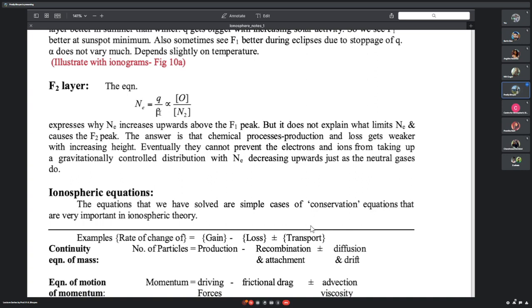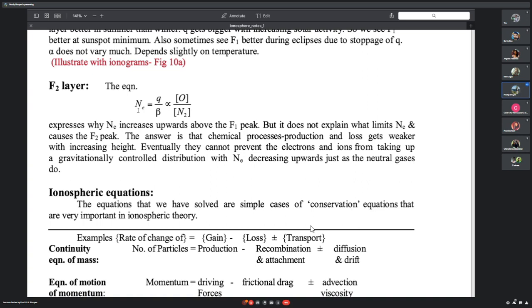So this is above the F1 peak, okay? But if we say that because of this reaction, because O increases continuously with height with respect to N2, so N should also continuously increase with height. That means there should be no F2 peak.